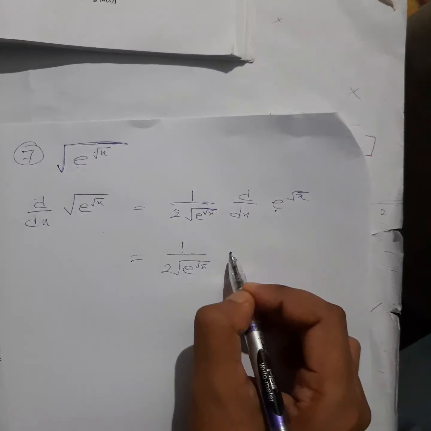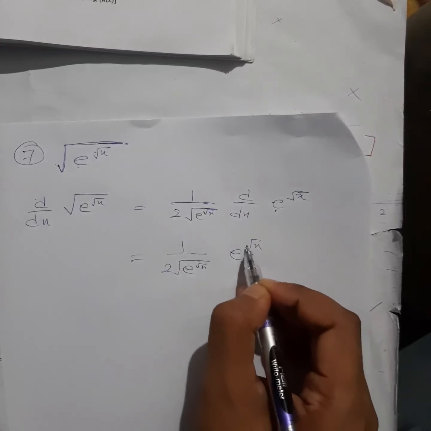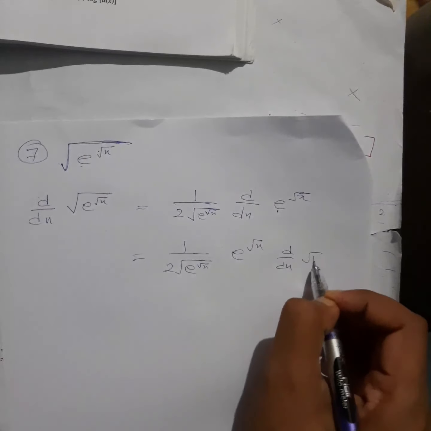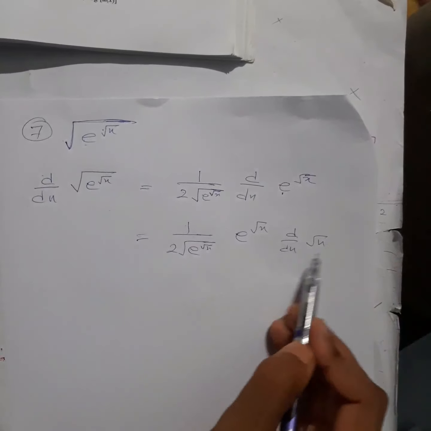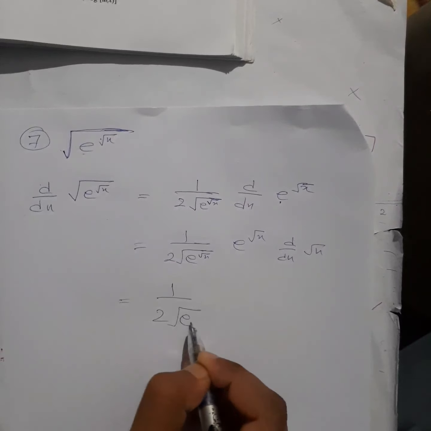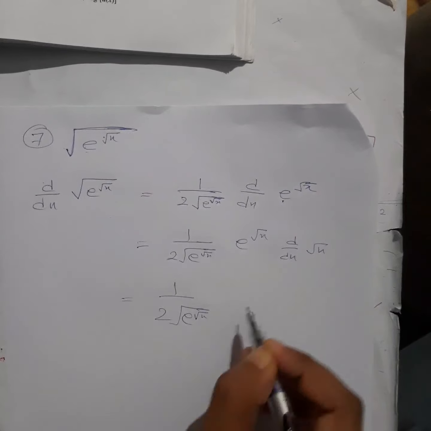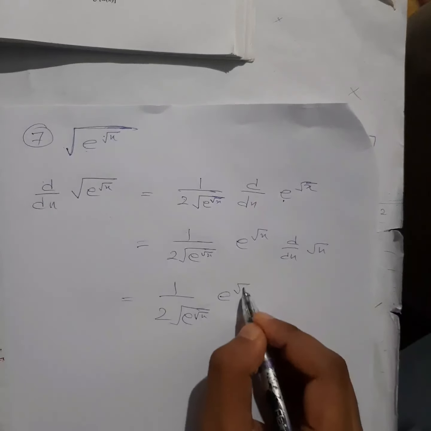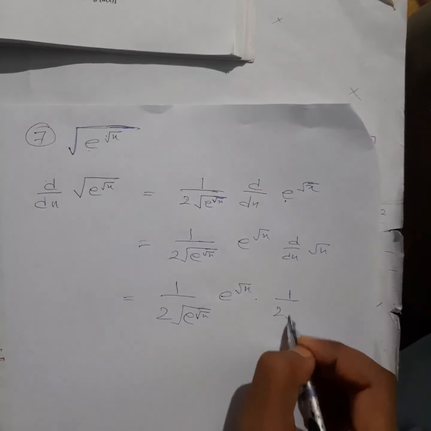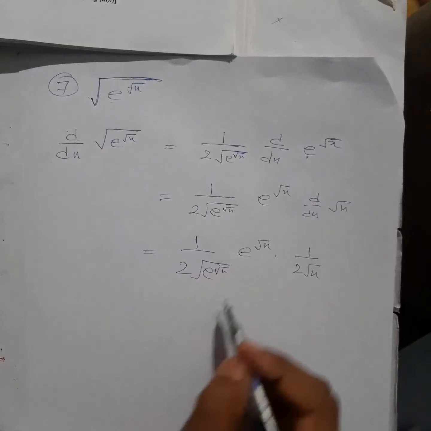So e to the power x form means e to the power x only, right? But in place of x you have root x, so we will differentiate that one again. If you can do it in one step only, you can do it here itself, okay? So 1 by 2 root e to the power root x, e to the power root x here, d/dx of root x is 1 by 2 root x.